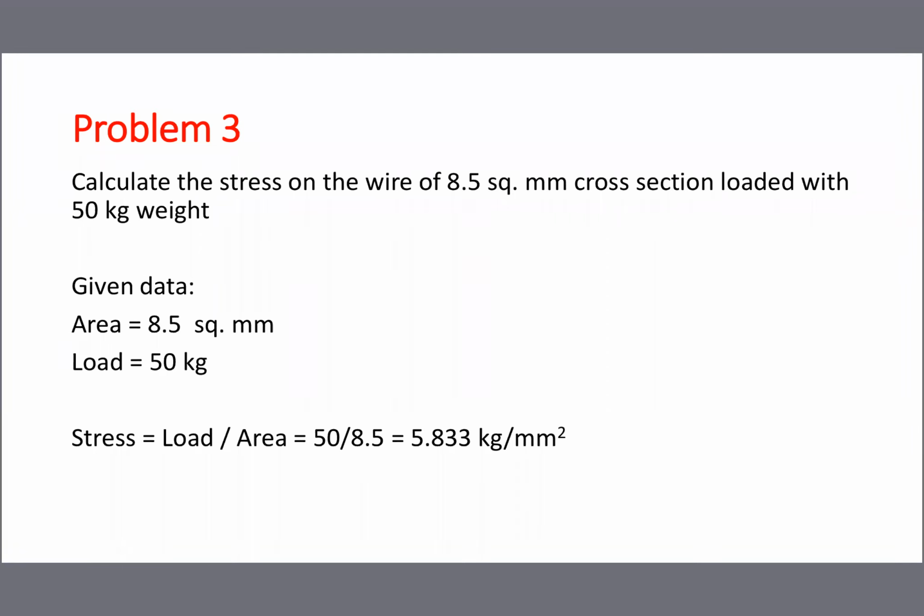When compared with the previous two problems, in the first problem the diameter was given, so we applied the area formula pi r square. In the second problem the square data was given, so we applied the square formula. Here there is no formula for area. Directly apply the value 8.5, you will get 5.833 kg per mm square.